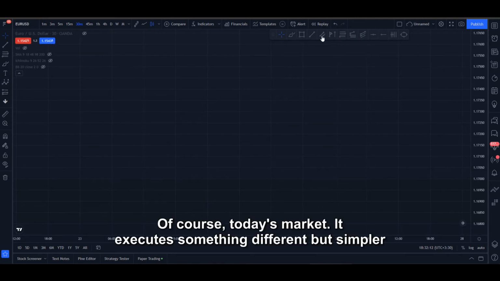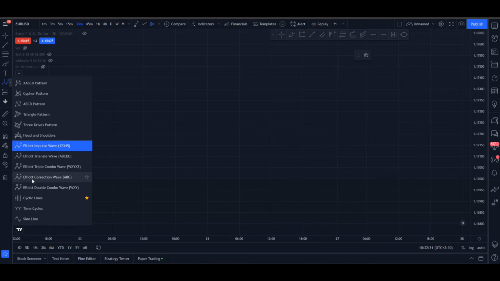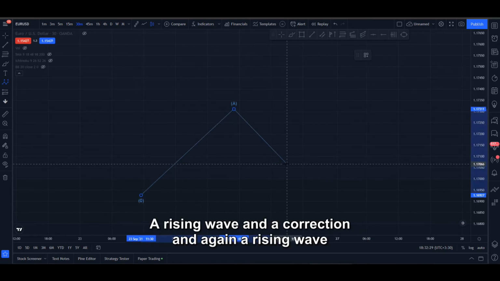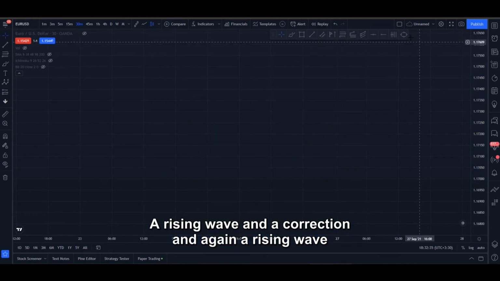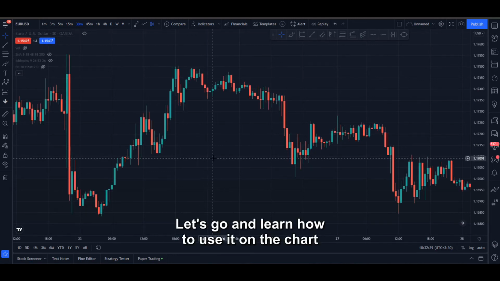Of course, today's market executes something different but simpler. Just an ABC wave, and it is very interested in making this move. A rising wave and a correction and again a rising wave. Let's go and learn how to use it on the chart.